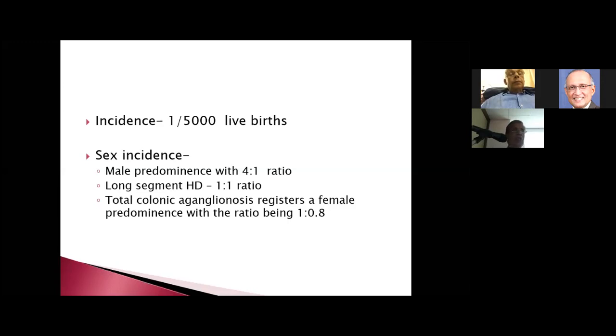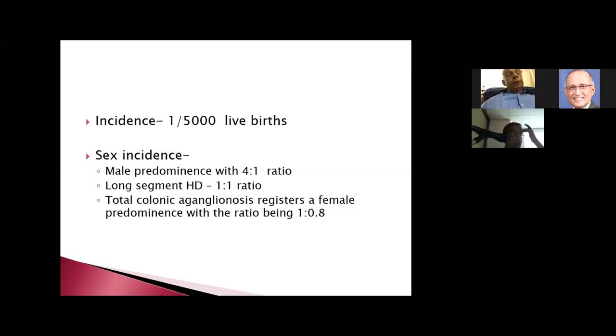The usual variety is Hirschsprung's with the rectosigmoid transition. That's the commonest variety, around 85% of cases, with the transition shown in the rectosigmoid area. For that variety, this ratio stands well. But for long segment Hirschsprung's disease, when the involved segment is longer, the ratio is almost equal. And when it comes to total colonic aganglionosis, it is reversed. There is a female predominance of 1:0.8, so one female to 0.8 male. That is for total colonic aganglionosis.